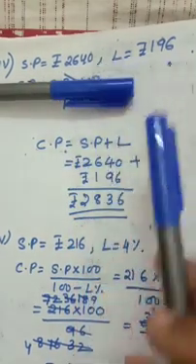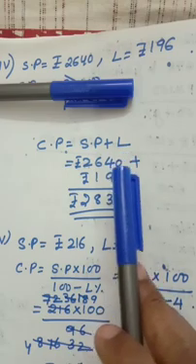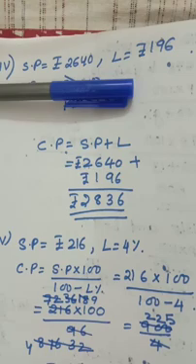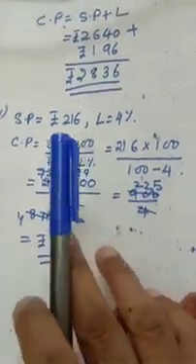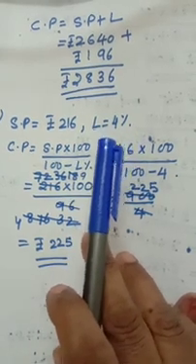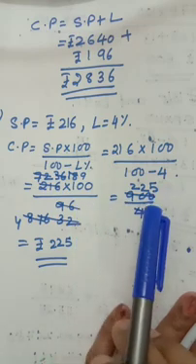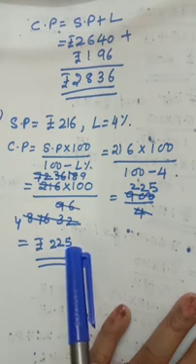Fourth one, SP given, loss given. CP equals SP plus loss. Add it, you will get 2836. SP 216, loss percentage given. Then you put it in and cut down, you will get rupees 225.